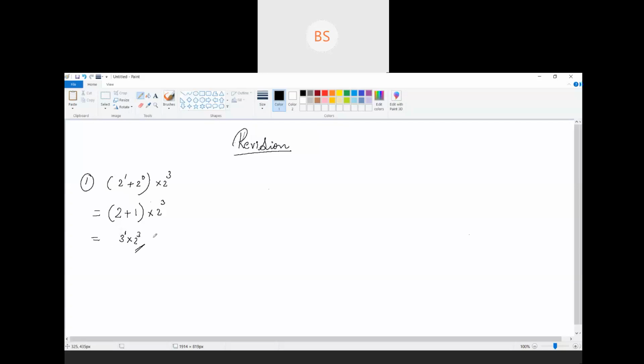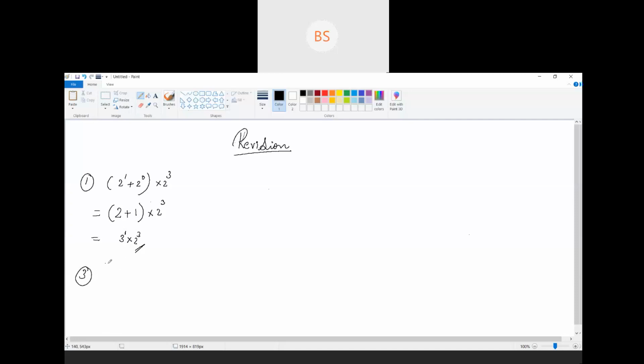Okay, so what you have to keep in mind is to always first solve the bracket. And in the bracket, if it is addition or subtraction, we should simplify the individual terms. Okay? Then I'll do the third one. We'll see the fractions one.